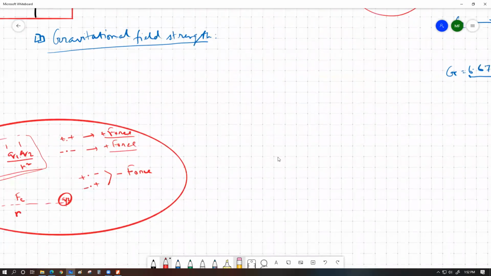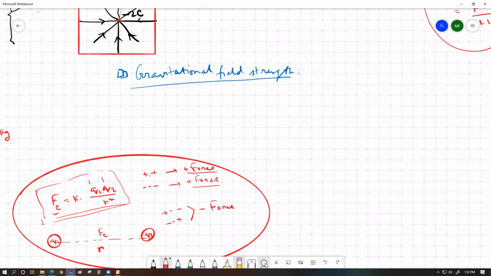Okay, let's get back to the point of gravitational field strength. Where is gravitational field? There you are. So let me just steal this heading.